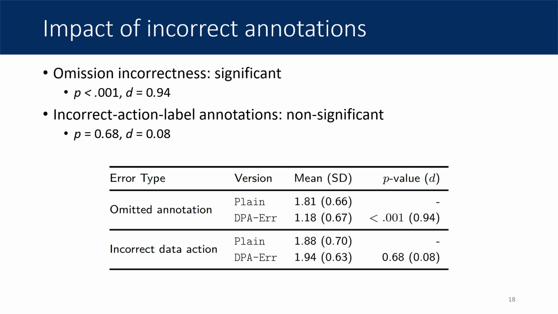To identify the causes of the negative impacts of incorrect annotation, we further analyze the effects of DPA error when the annotations were either omitted or contained an incorrect data action label. The results show that the effect of omission incorrectness is significant, with a p-value less than 0.001. But the effect of incorrect action label annotations is not significant, with a p-value of 0.68.